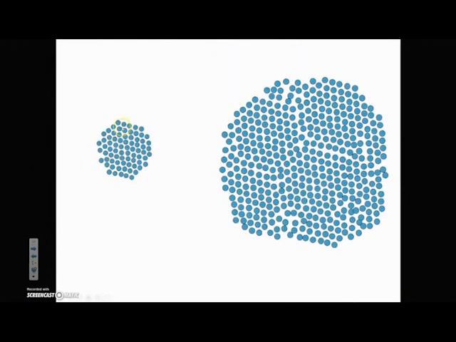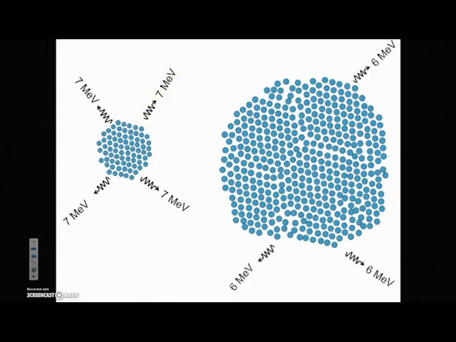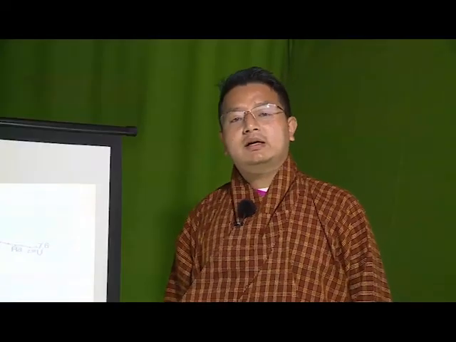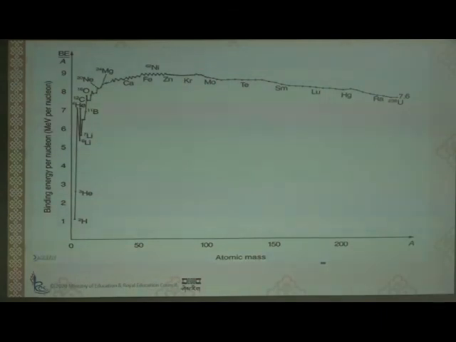When we compare the bigger nucleus and the medium nucleus, the medium nucleus acts like a bigger magnet, and each nucleon loses more energy as compared to the bigger nucleus. Let us look at the graph. This region is known as the region of stability.